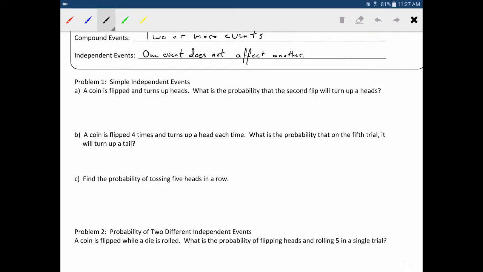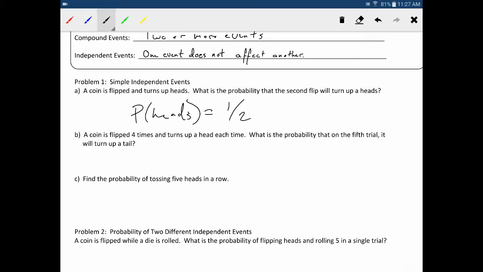Okay, so let's take a look at some simple independent events. A coin is flipped and turns up heads. What is the probability that the second flip will turn up heads? So the idea here is it doesn't matter that I flipped the coin and it came up as heads. The second one is still going to have the same probability. So the probability is still equal to 1 out of 2.